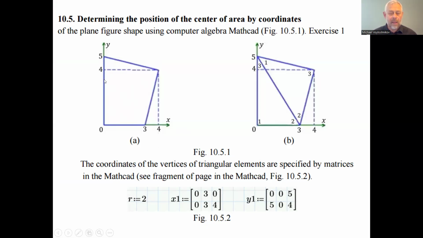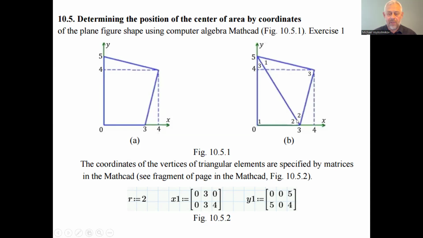10.5.1a. So we have the points of this figure. The sizes of the figure: 4 meters here, 5 meters here, 4 meters, 3 meters, etc. Okay, so we have the origin 0 and the coordinate system x, y. To do that, we can use the Mathcad computer algebra, and the most relevant way is to divide this figure into two triangles, and we can indicate the vertices of the triangles.